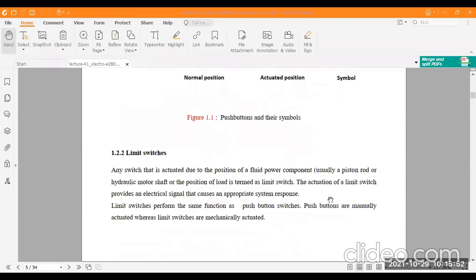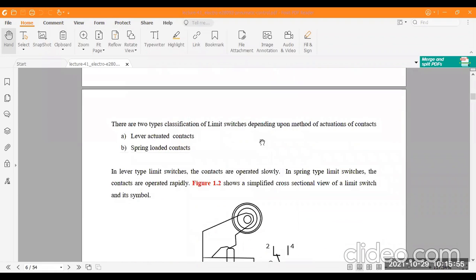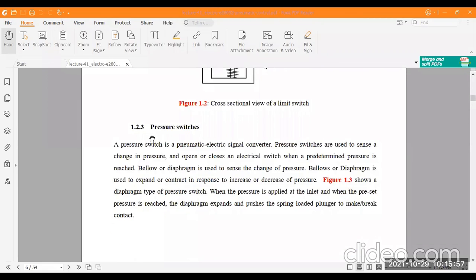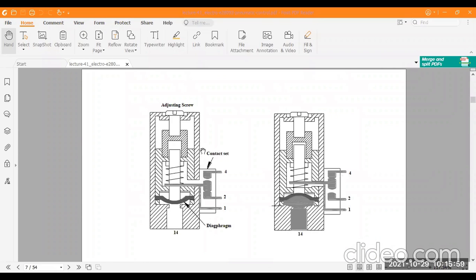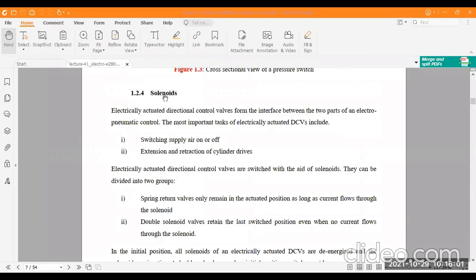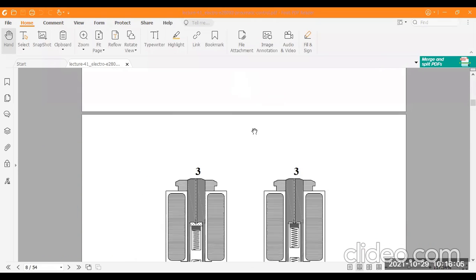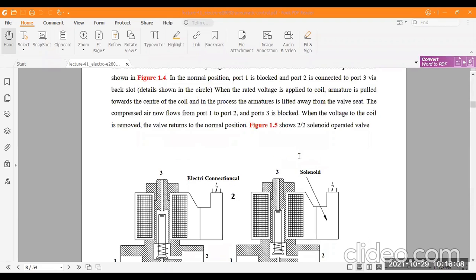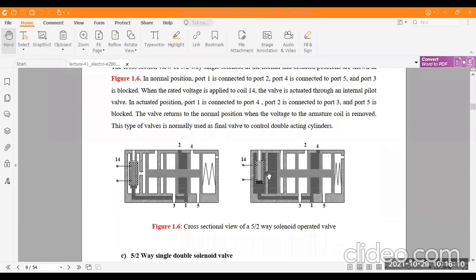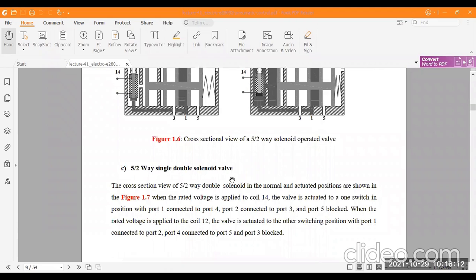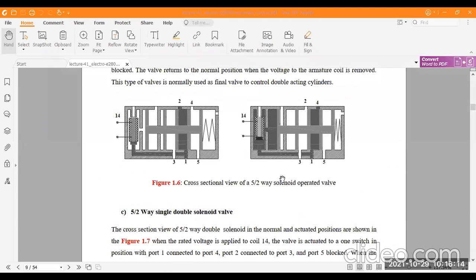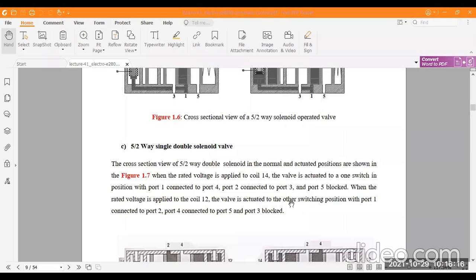Next day we will continue with another part, the limit switches. Then we have to discuss pressure switches. Then the different solenoid valves or solenoid drives also. Another one, the spring or solenoid valve, we will discuss in the next classes also. So please, everyone be present, and please tell your friends to join the class, because this is very important for your future also.